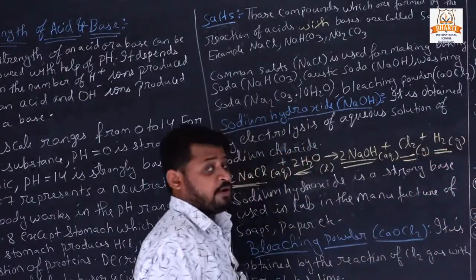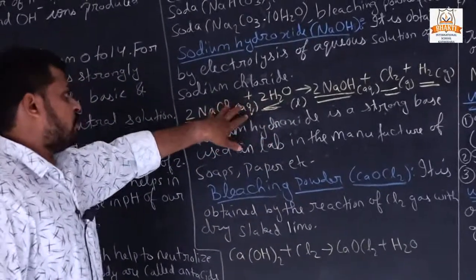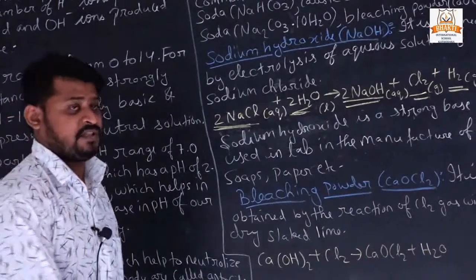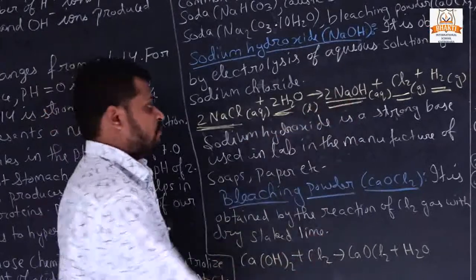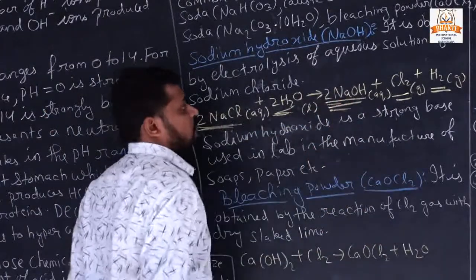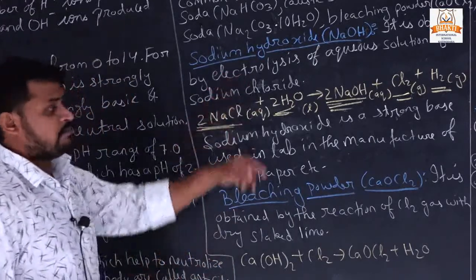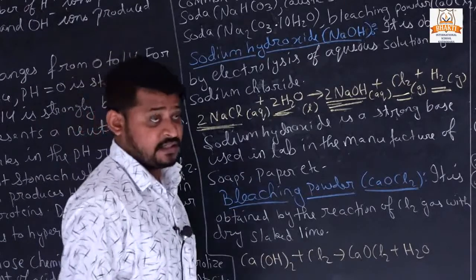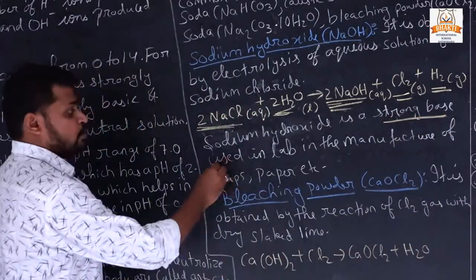These three products we get from the reaction between sodium chloride and water during electrolysis. Among them, the important product is sodium hydroxide. By this process we get sodium hydroxide. Sodium hydroxide is a strong base.